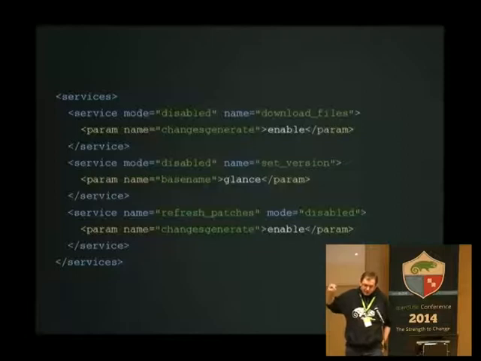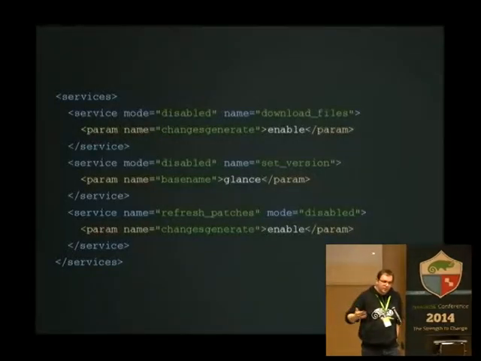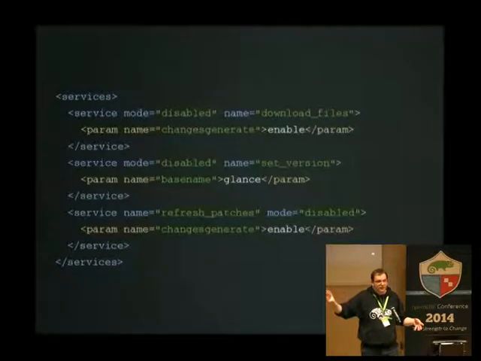So what we use is a service which is called download files. It will download that, and then you can chain services. The second service we use is set version. It will find the version from the tarball and update the spec file with that version. So that means that we can really automatically update the whole package for that.